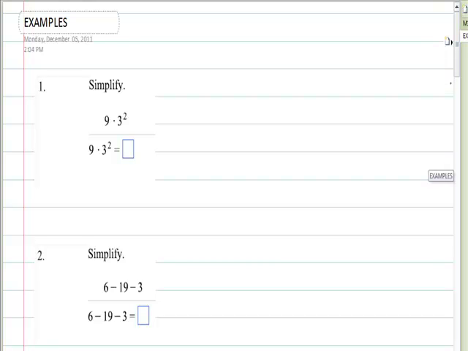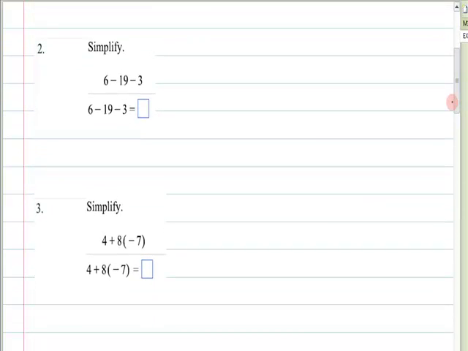All right, number one. We have 9 times 3 to the second power. Thinking about what Aunt Sally says: parentheses, aren't any. Exponents, yes. 3, which is a positive base, to the second power, 3 times 3 is 9. Then I have multiplication. 9 times 9 is 81. Okay, my answer is 81. I didn't have any negatives to concern myself with.